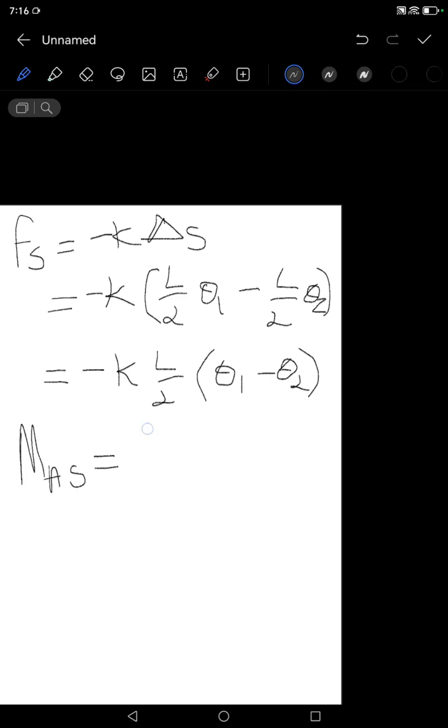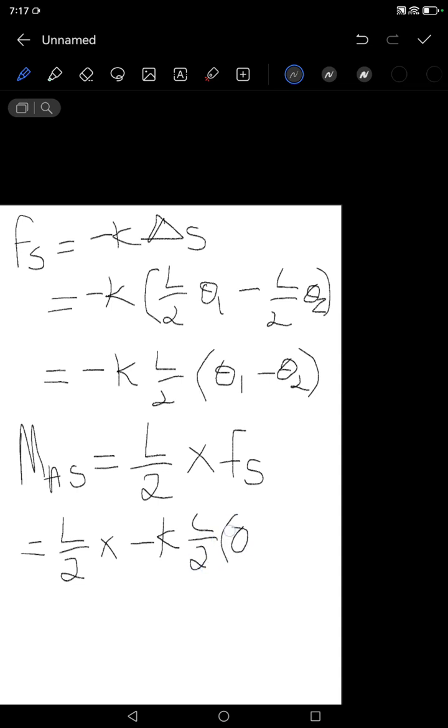So it's L over 2 multiplied by force, and remember, our force is negative K L over 2 into theta 1 minus theta 2. So we have L over 2 multiplied by negative K L over 2 theta 1 minus theta 2. Then we can just multiply these two: we're going to have negative K L multiplied by L, which gives L squared.